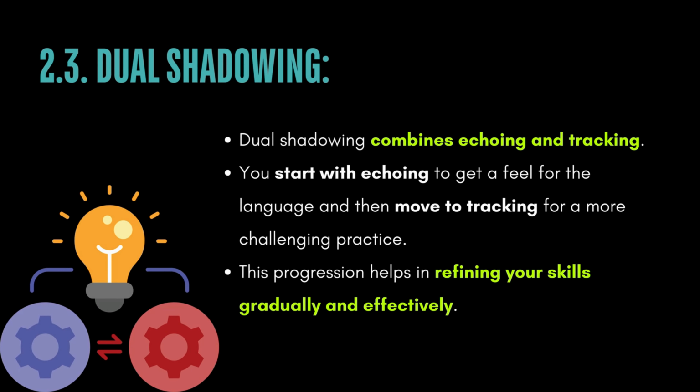Dual shadowing combines echoing and tracking. You start with echoing to get a feel for the language and then move to tracking for a more challenging practice. This progression helps in refining your skills gradually and effectively.